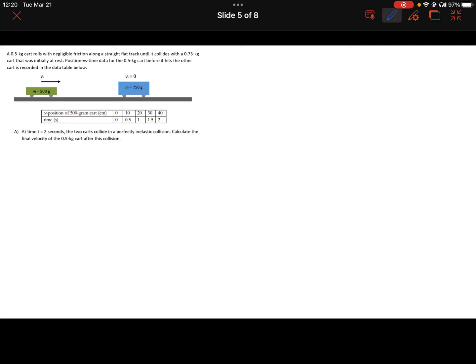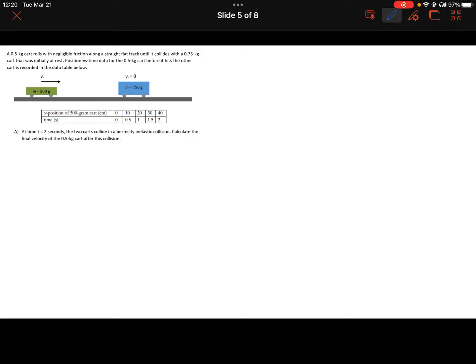This problem is a quantitative problem. So we have to actually either use a solver or use math to determine what's going on. And it's a little trickier than some of the other problems that we've done because we're not given the velocity, but we can find it.